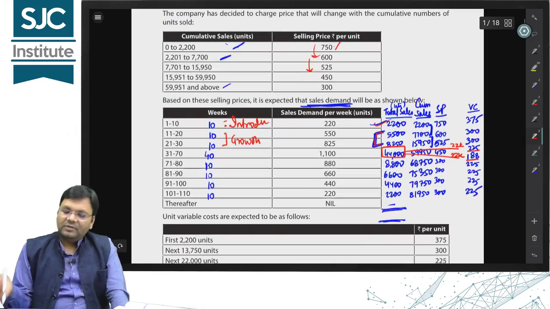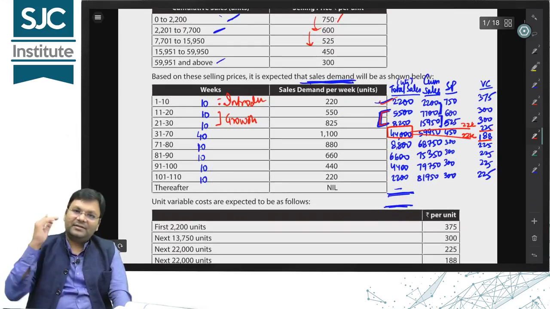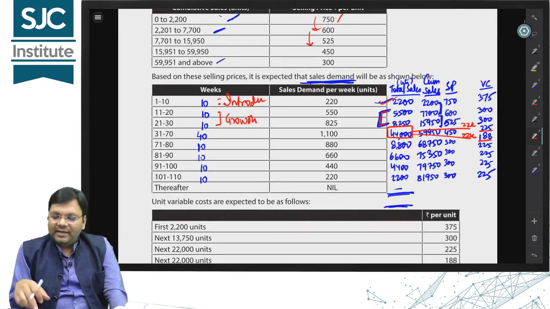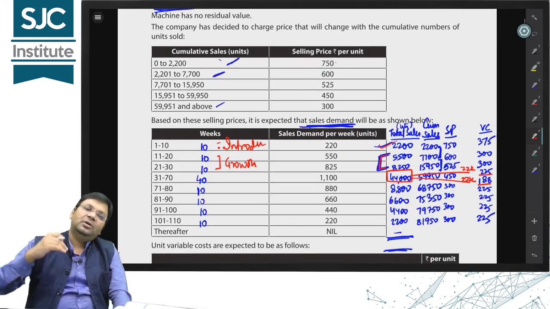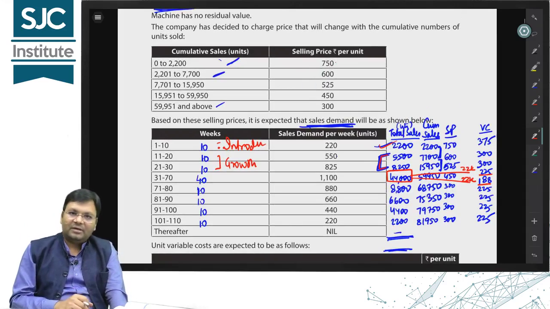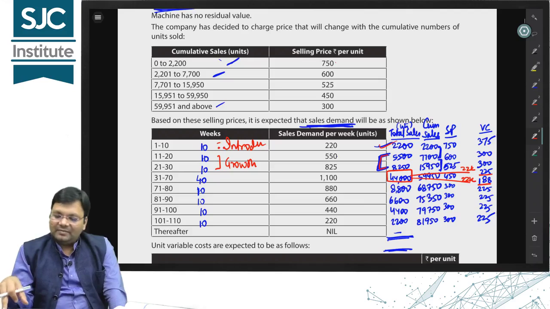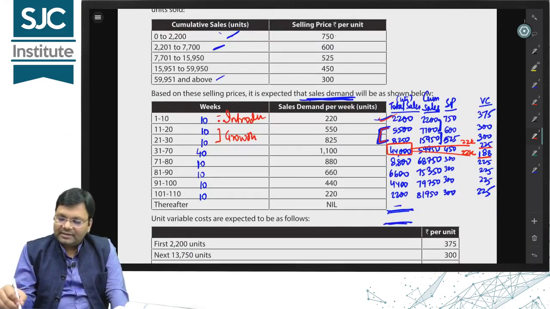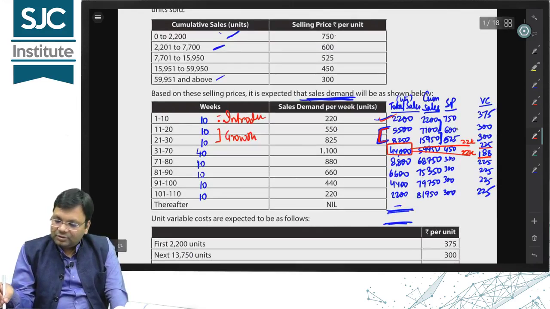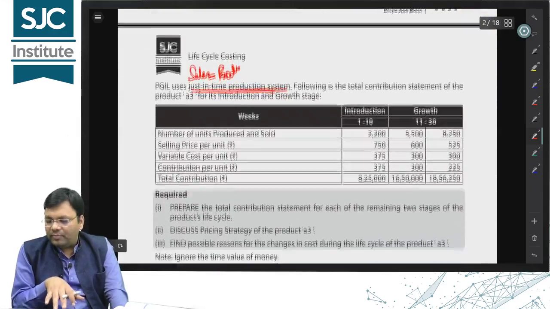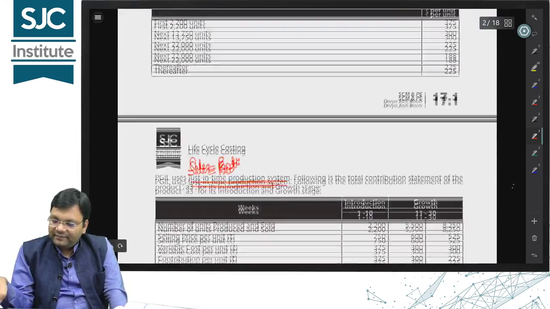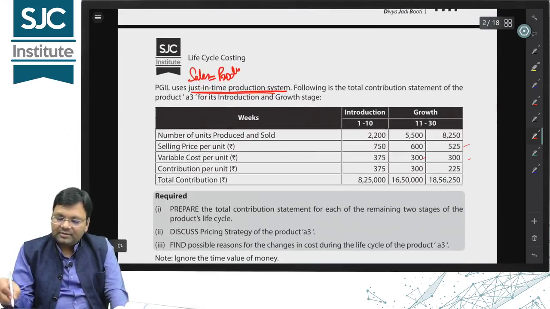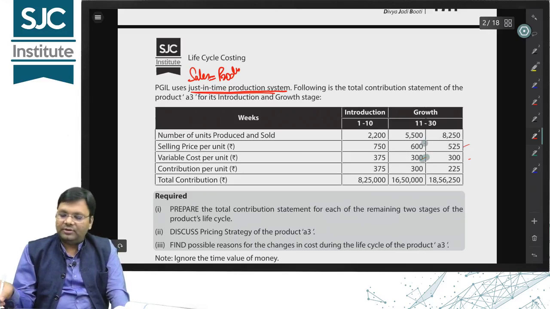So I told you before also that you can always have multiple price reductions in a single stage. It doesn't mean that you can only reduce a product's price only 3 times, from introduction to growth, then growth to maturity, and maturity to decline. It's not like that. You can always decrease price multiple times within a single stage. So they are decreasing twice. Since two different prices are applicable for two different volumes, they have broken it into two parts, 5500 and 8250, 600 and 525, and then 300. So contribution is there and total contribution is there. Got it?